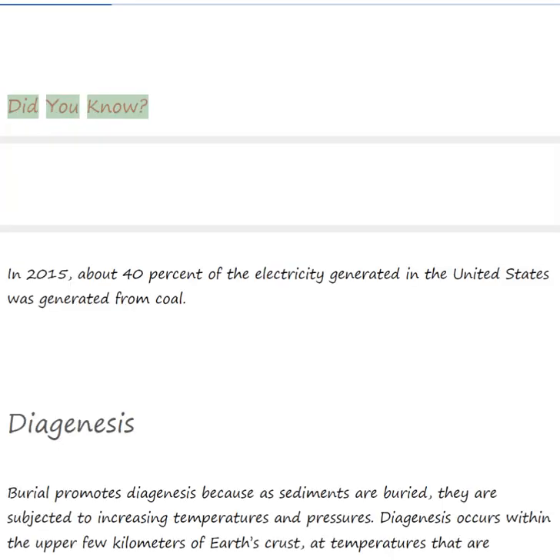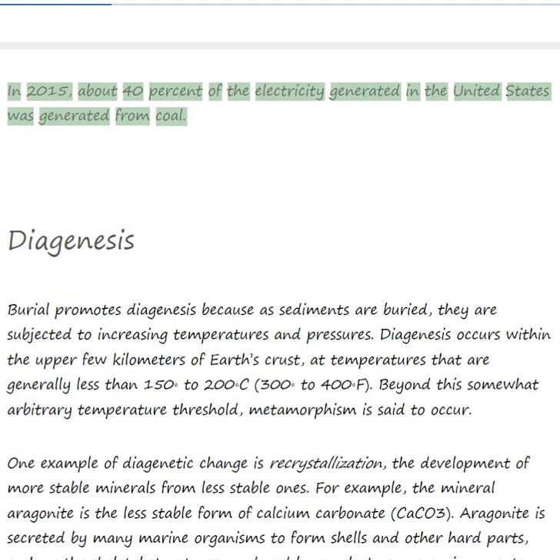Did you know? In 2015, about 40% of the electricity generated in the United States was generated from coal.